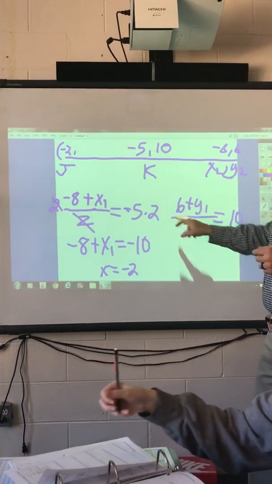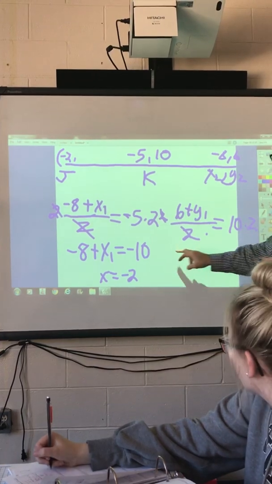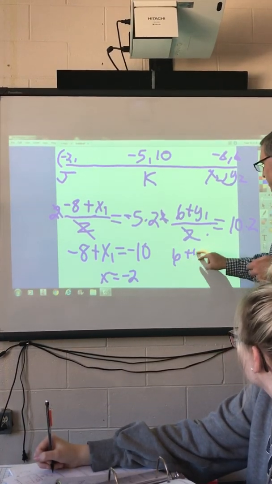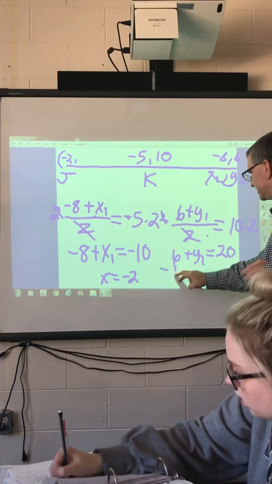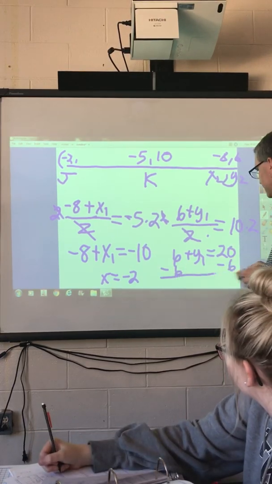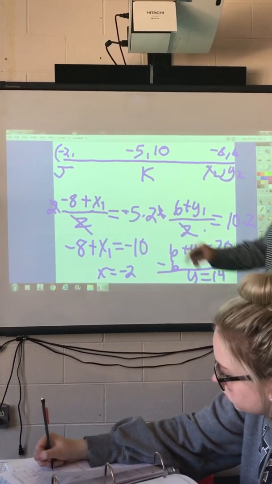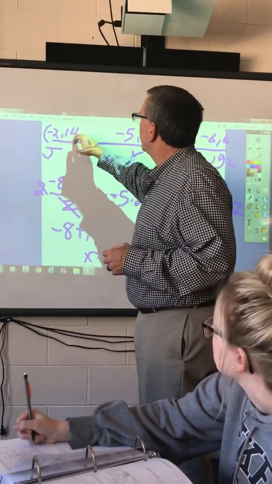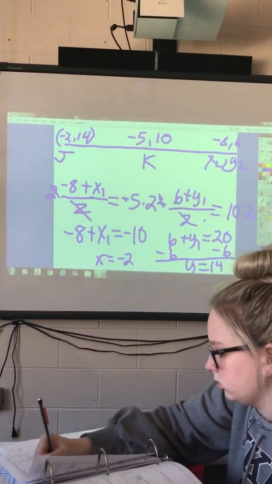So I know that x is -2. Now I got to find the y. Multiply both sides by 2. 6 plus y1 equals 20. Subtract 6. Y is 14. So that's my endpoint, -2 and 14. Okay?